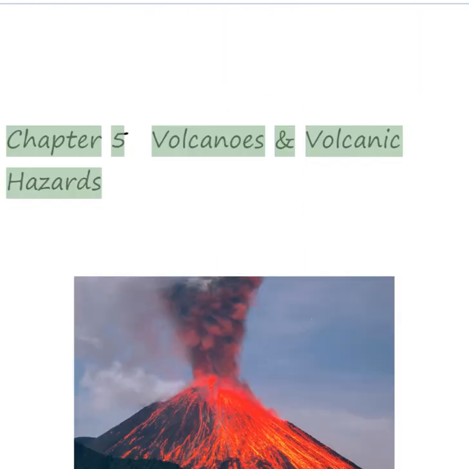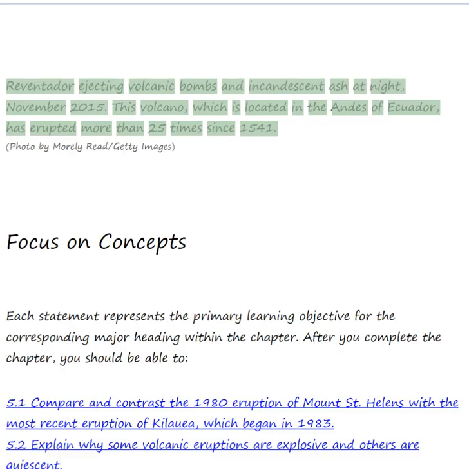Chapter 5: Volcanoes and Volcanic Hazards. Reventador ejecting volcanic bombs and incandescent ash at night, November 2015. This volcano, which is located in the Andes of Ecuador, has erupted more than 25 times since 1541.